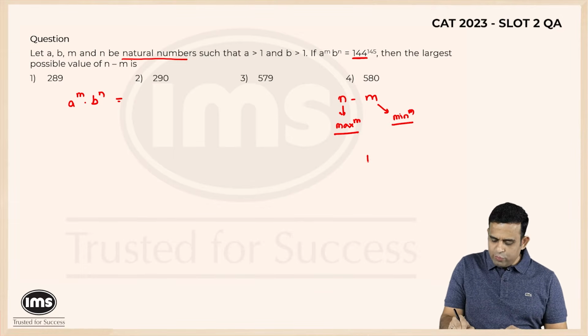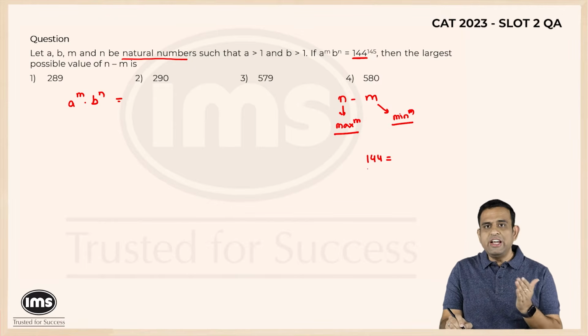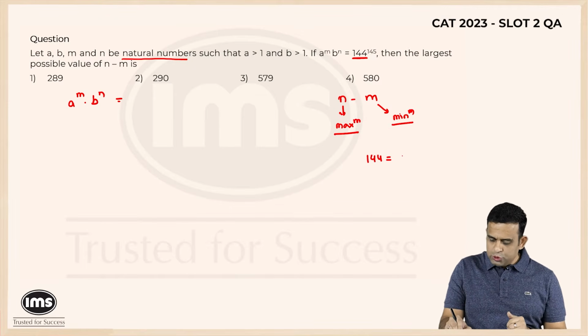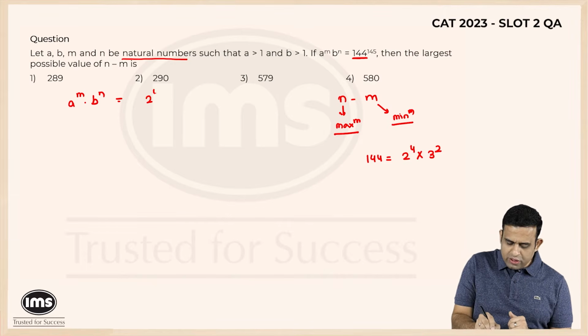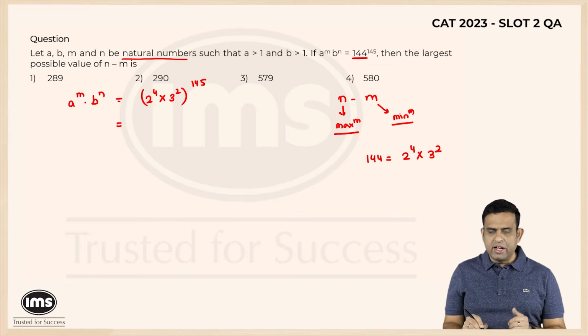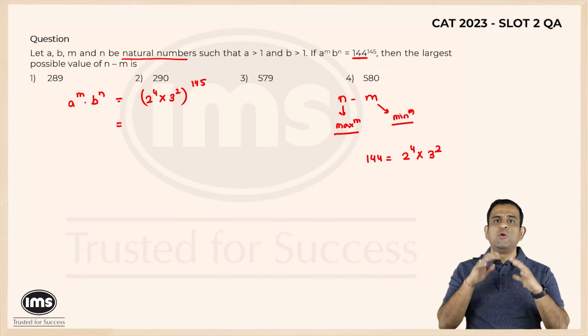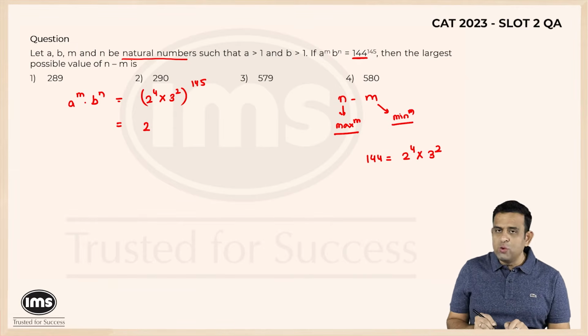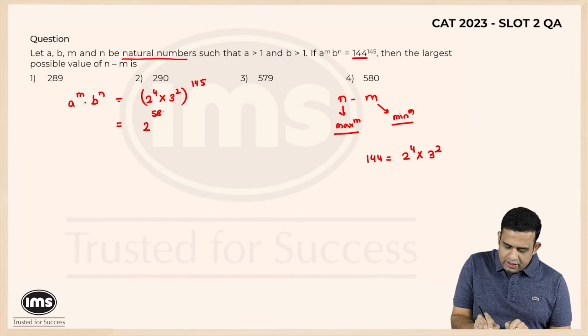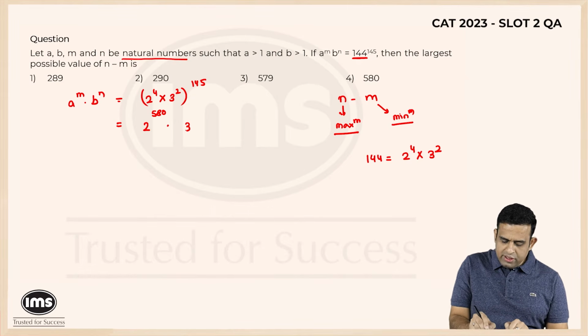So 144, if you prime factorize, is nothing but 16 into 9. 16 is 2 power 4 into 9 happens to be 3 square. So this number 144, first of all, I can write as 2 power 4 into 3 square raised to 145. And then this can be further written as 2 power, so understand A power M whole raised to N is equal to A power M into N. So the power of 2 would become 4 into 145, giving you 580. And the power of 3 would become nothing but 3 raised to 290.